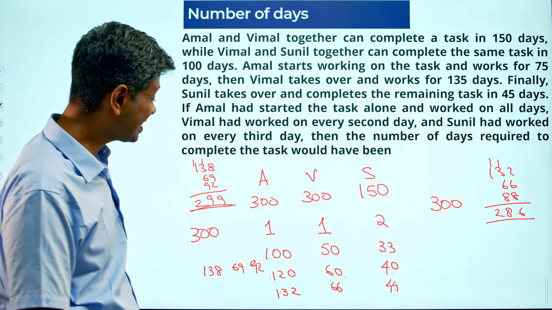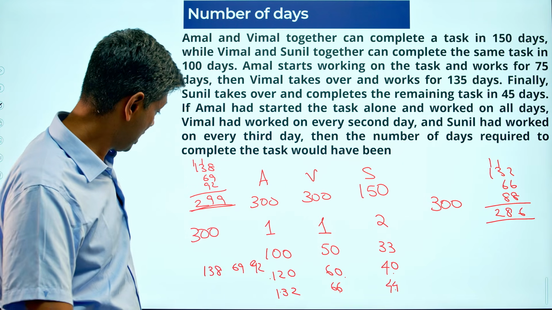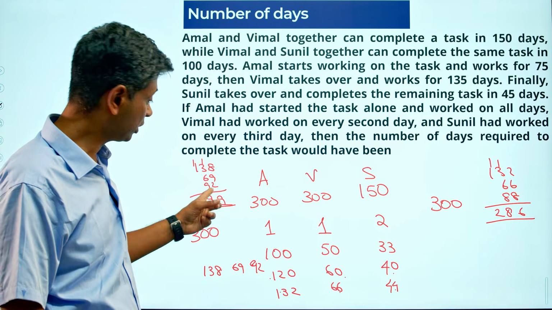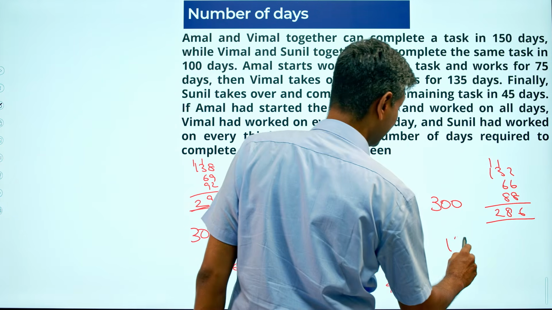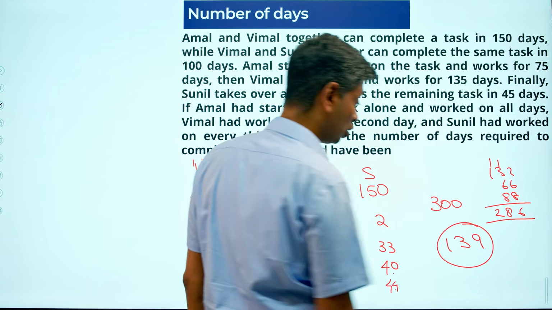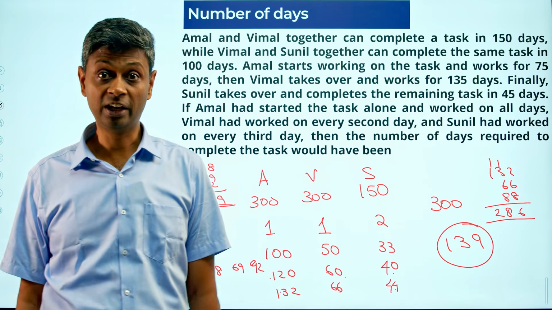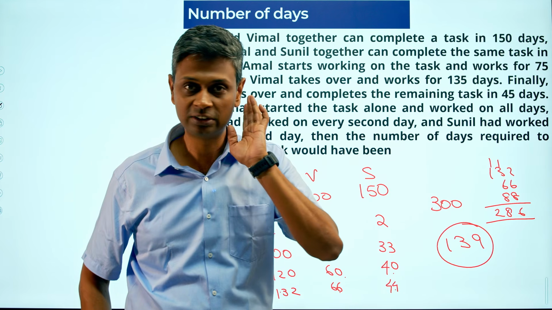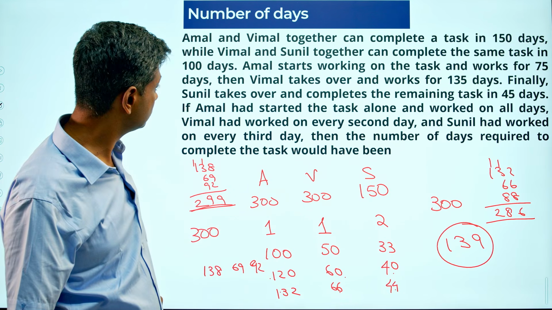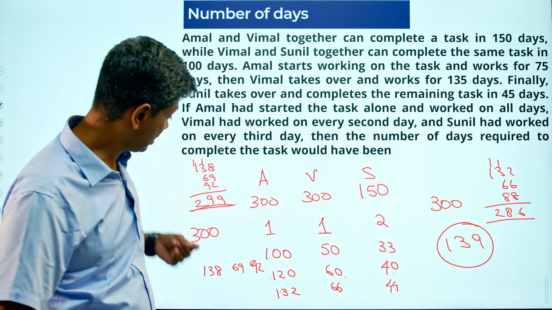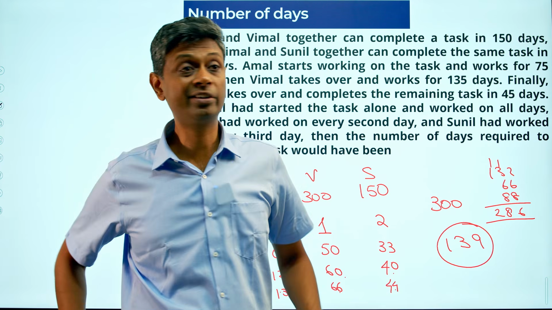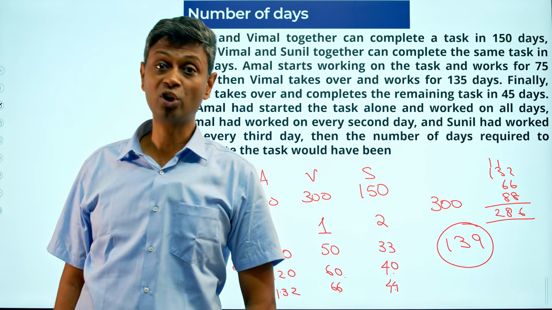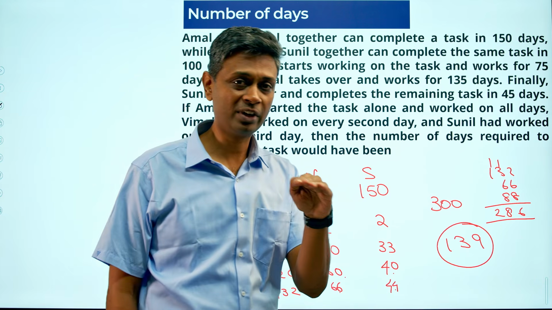So they work for 138 days. Exactly 69 would have worked, exactly 92 would work, takes us to 299. So they should have worked for 139 days, the 139th day being the day on which only Amal works, and Vimal and Sunil don't turn up on that day. So 139 plus 69 plus 92 will be exactly 300. Brilliant. So what seems like a seemingly easy question is not. You have to struggle through it and then do it step by step.